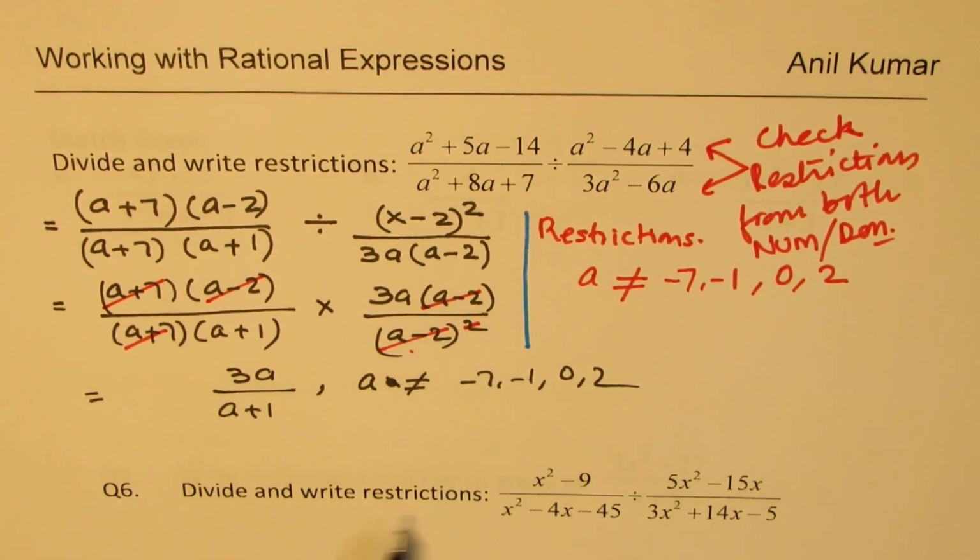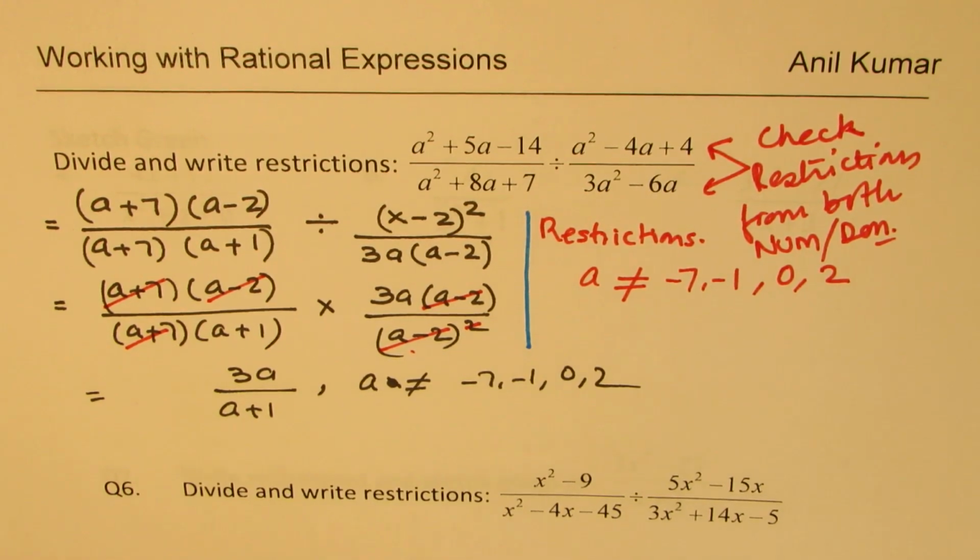Perfect. Now this is a question for you to practice. Divide and write restrictions for x square minus 9 divided by x square minus 4x minus 45 divided by 5x square minus 15x over 3x square plus 14x minus 5.